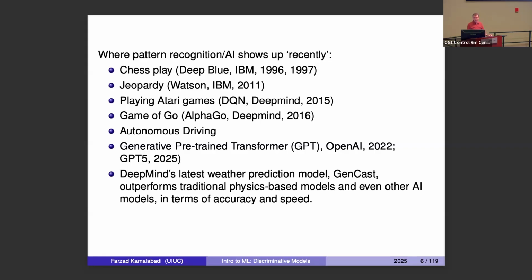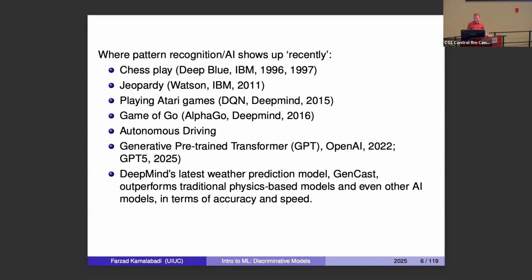Of course, many of you remember Watson from Jeopardy, also an IBM system. DeepMind in 2015 and 16, in the context of games, the game of Go. Of course, autonomous driving, generative pre-trained transformer, GPT, we all know that, by OpenAI in 2022. The most recent version of that, GPT-5, was just released about 2 weeks ago, and I know some of you have experience with that and are impressed. Generative AI is the topic of tomorrow's lecture.